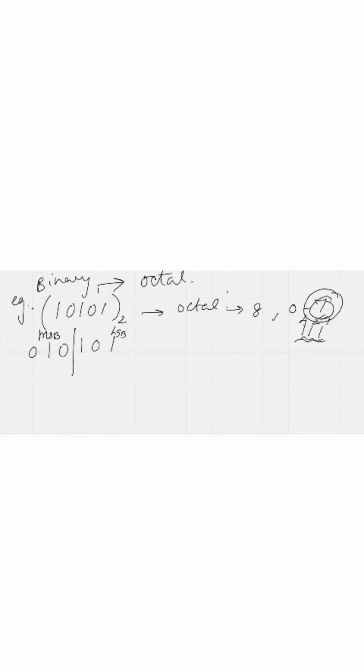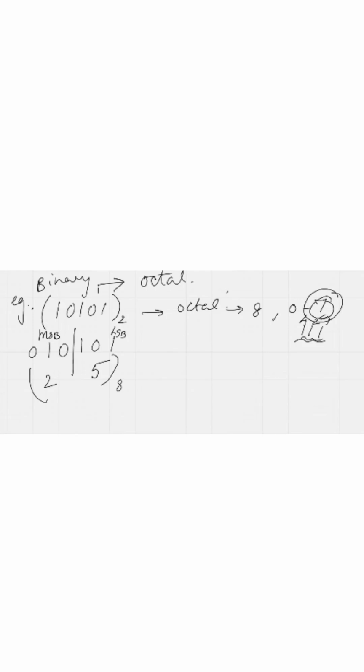Now after dividing like this, you have to write the corresponding value. Here it is 421 format, so here it is 2 and here it is 4 plus 1, that is 5. So the number we are getting here is 25. So 25 is the corresponding octal number for the given binary number.